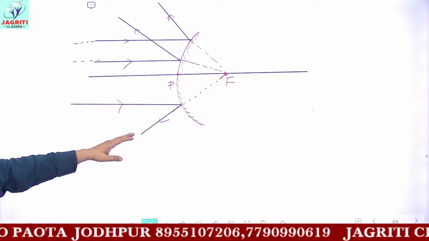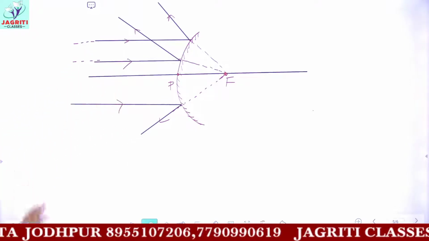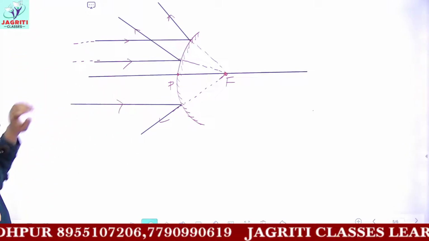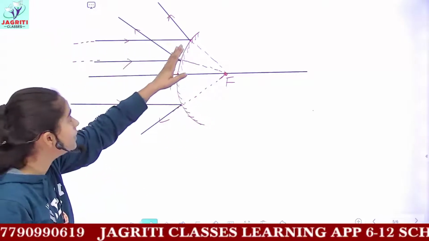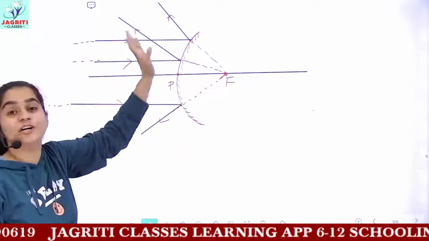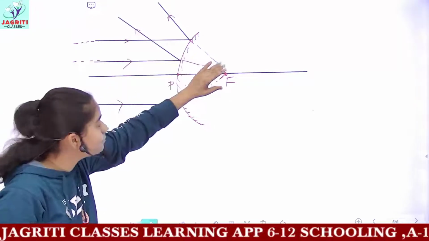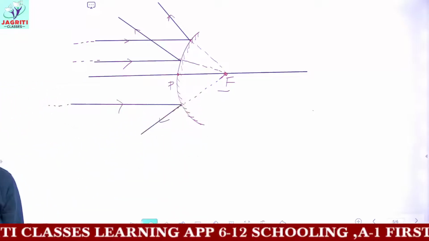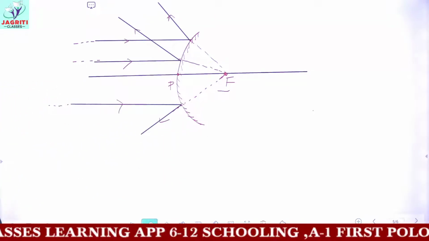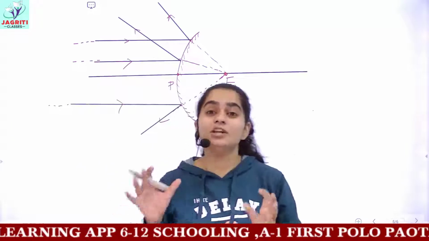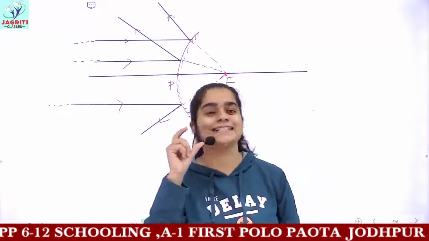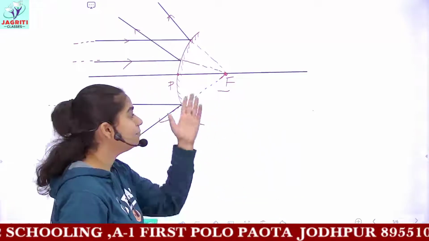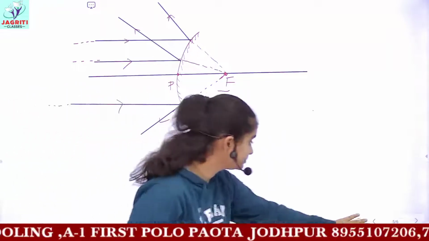So the first case of convex mirror, this is the diagram in front of you. When the light rays which are coming from infinity, which means you can show it by dotted lines, then when they strike the mirror, they get reflected and they get diverged. But when we extend these reflected rays, they appear to meet at focus, and then the image you can say is formed at focus. This image which is formed is highly diminished, it is very smaller in size, that is point size, and the image would be virtual and erect.